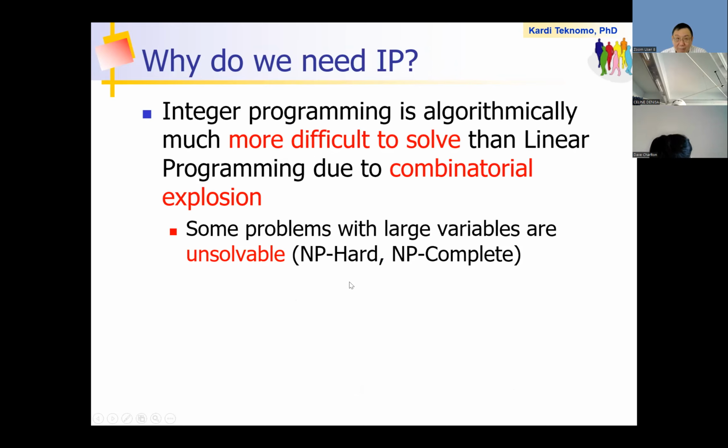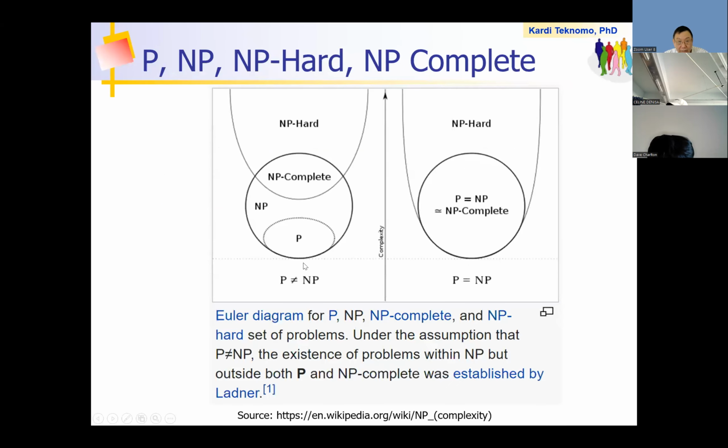So then the question is, why do we need to have IP separate from linear programming? Because integer programming is algorithmically much more difficult to solve than linear programming. Why? Because we have what is called combinatorial explosion. There are some problems with many variables which are unsolvable. So this is called NP hard or NP complete. You can go to this Wikipedia page.